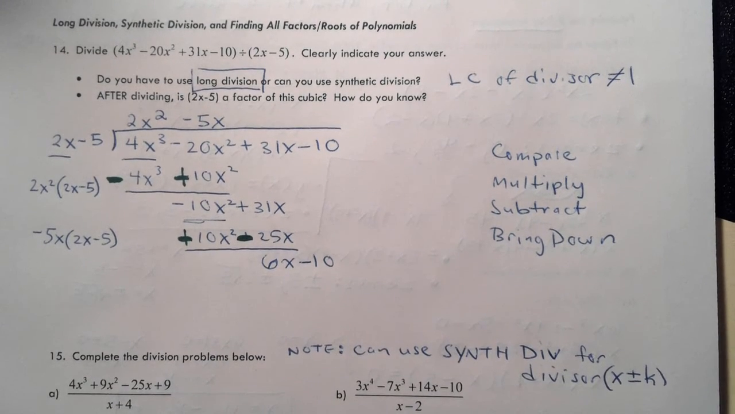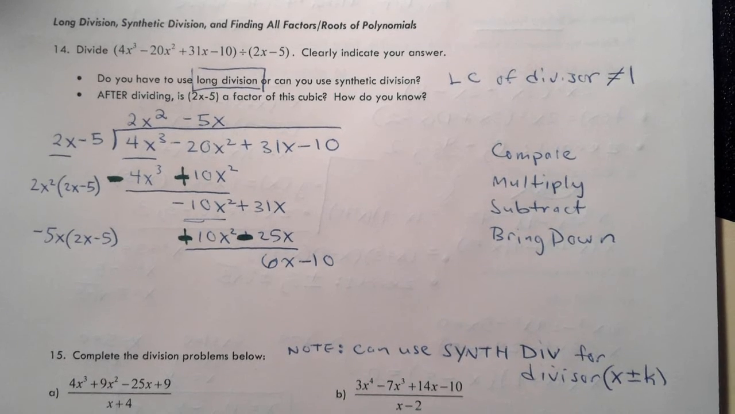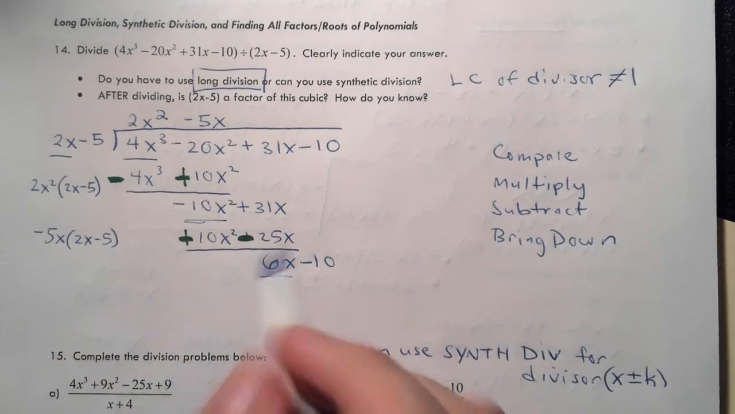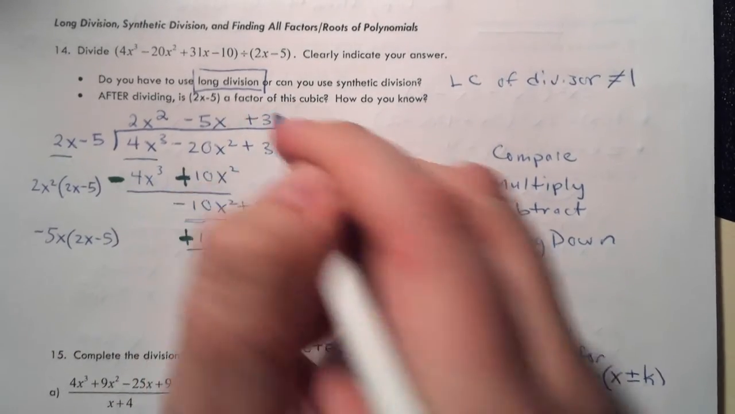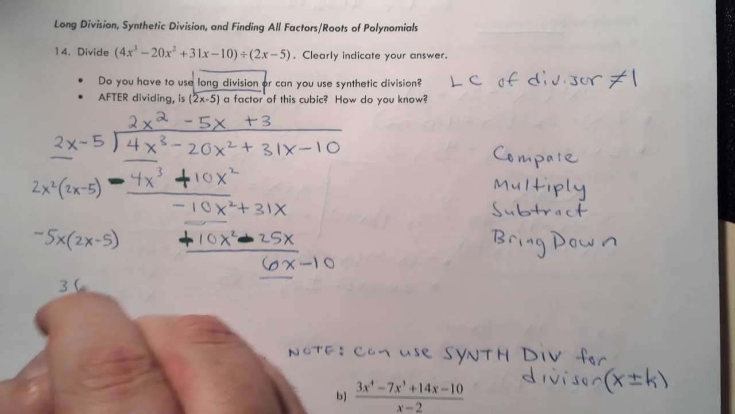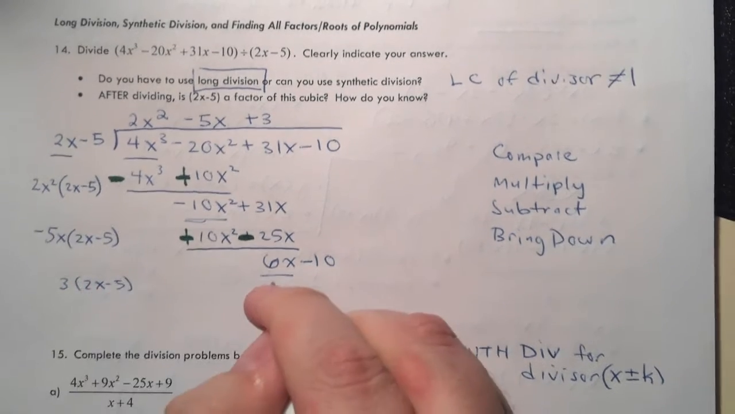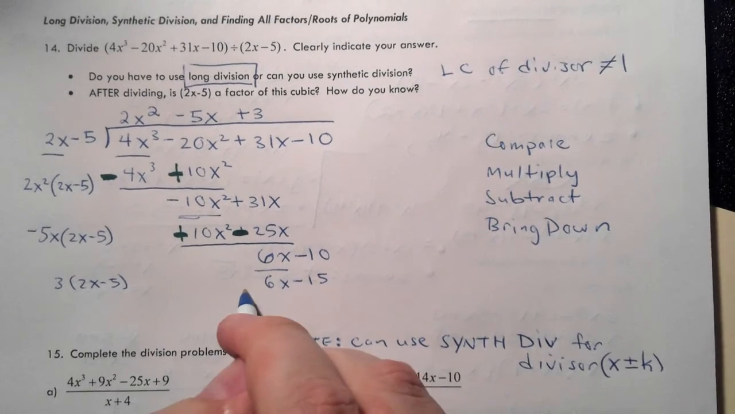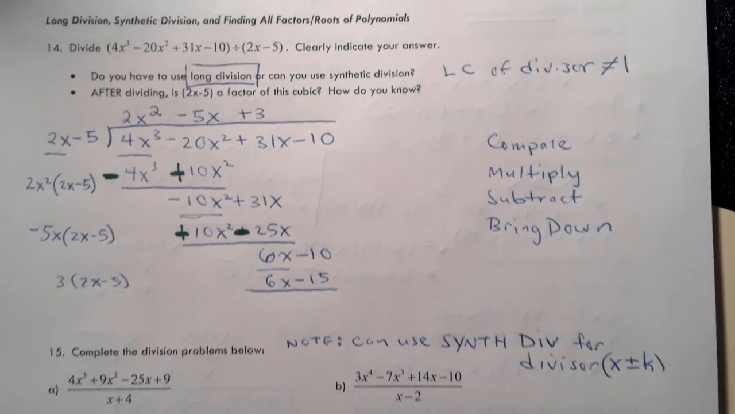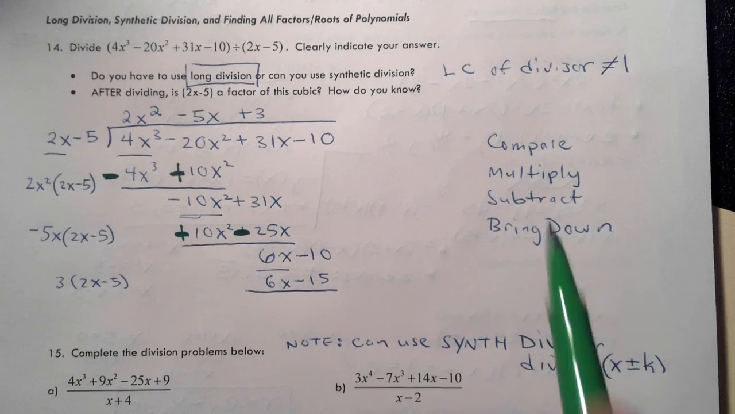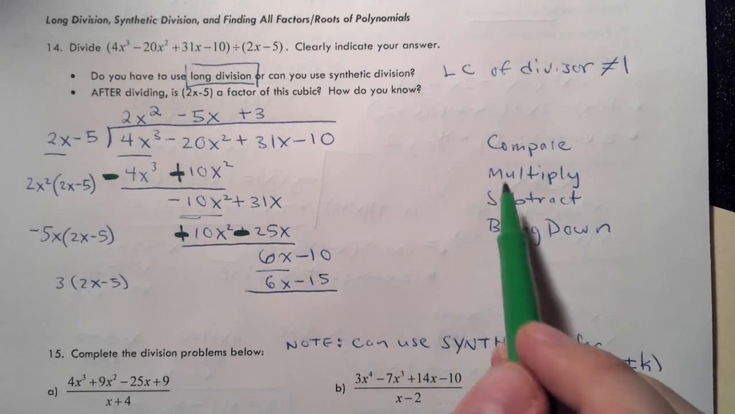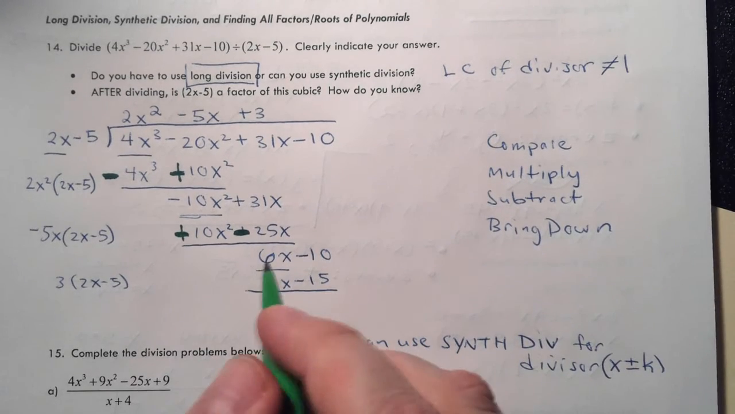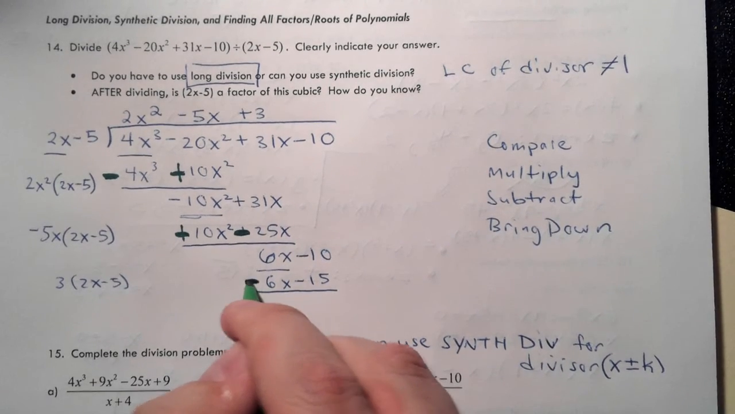So 2x minus 5, 6x minus 10. How many times does 2x go into 6x? I'm going to write plus 3 up here. And 3 times 2x minus 5 is 6x minus 15. Again, remember, long division is always the same process. Compare, multiply, subtract, and bring down. Compare, multiply, subtract, and bring down. It's a cycle. Now I will subtract.